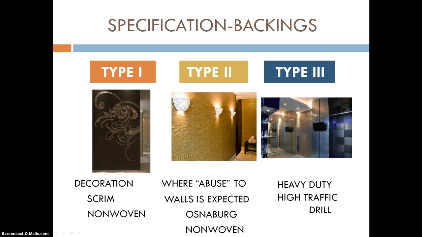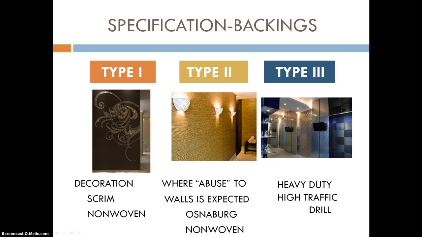Type 2 can be used in residential and commercial again, but it's also used in institutional, and it's where abuse to the wall is expected. There's Osnaburg and non-woven. Osnaburg is a medium weight backing, and it's available in polycotton and polyester. It offers suitable protection for areas where normal traffic and abrasion is expected. Again, non-woven provides better print registration than woven Osnaburg while limiting pattern distortion.